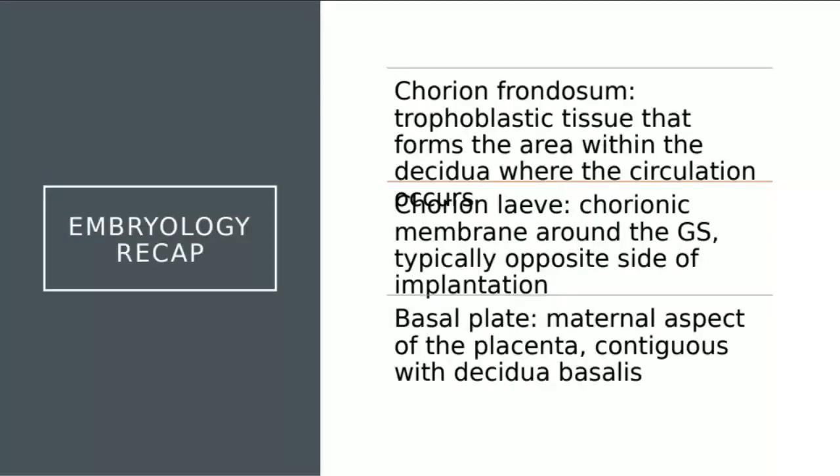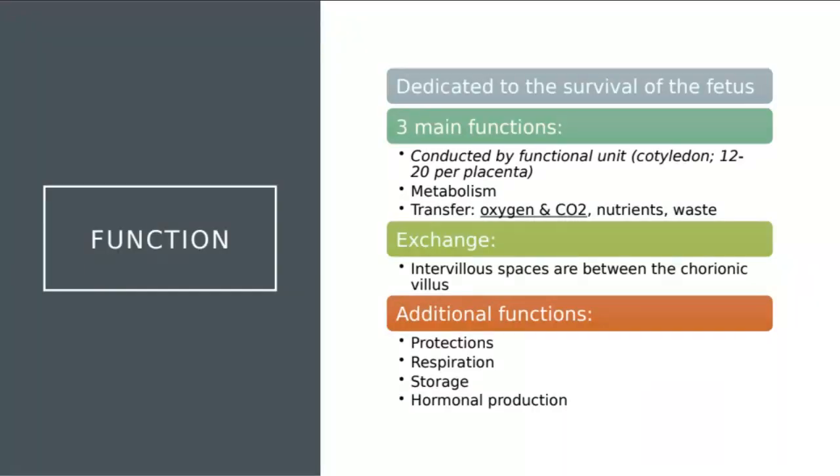And then we have our basal plate. So this is going to be everything related to our mom. So this is going to be where all of our vessels are going to come in and develop. It's going to be where it adheres to that uterine tissue. And this is going to be contiguous or continuous, kind of interchangeable term here, with the decidua basalis. So going really back to that first lecture that we had.